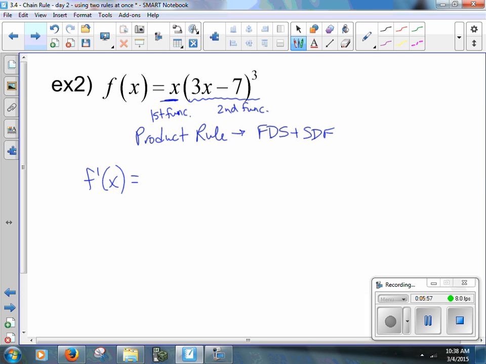F prime. You better list these correctly. Don't just leave it blank. We're finding the derivative, f prime. First function is x. What's the derivative of the second?